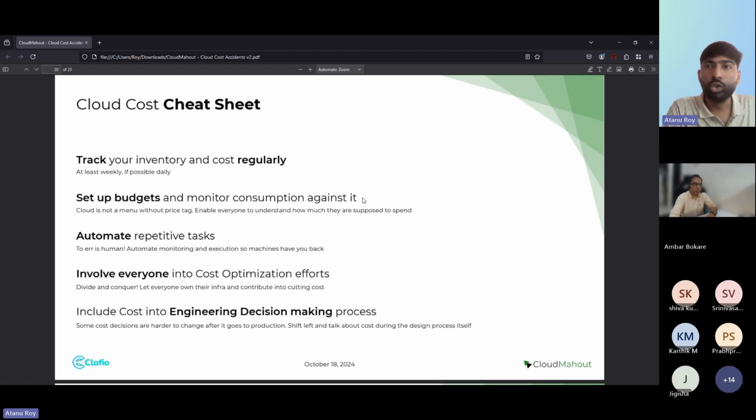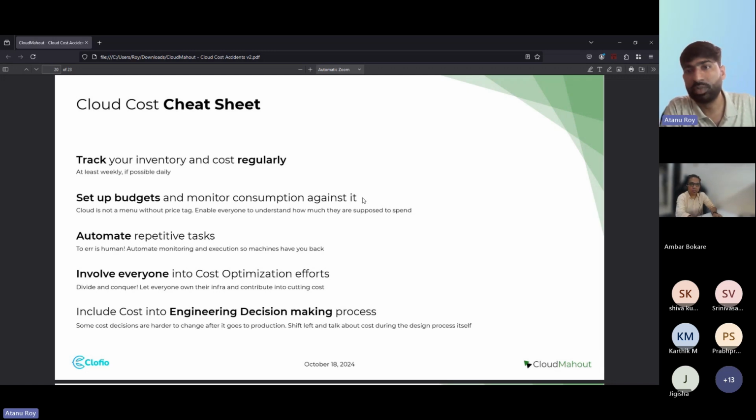The first and foremost, what we have seen across a lot of organizations we work with, and very honestly, this is not more of a technical problem. This is more of a process problem, right? Teams miss tracking their cost and infrastructure regularly. I think Karthik asked a very nice question: how frequently should I look at it? We always recommend to do it at least once a week. If that is too often, do it at least once a sprint. You can make it a sprintly activity.